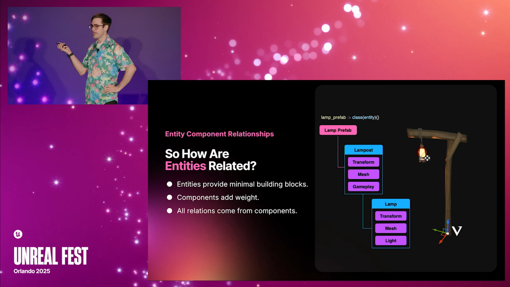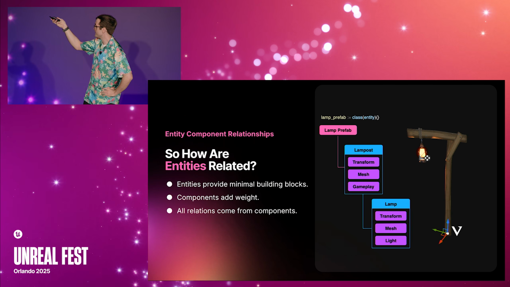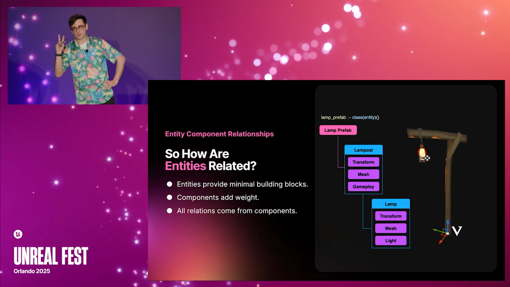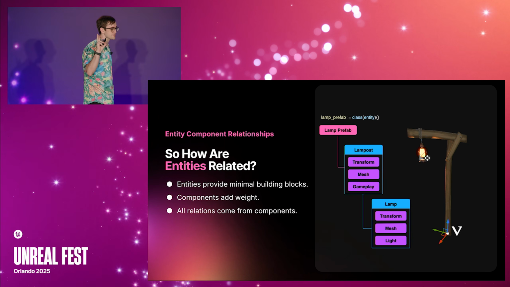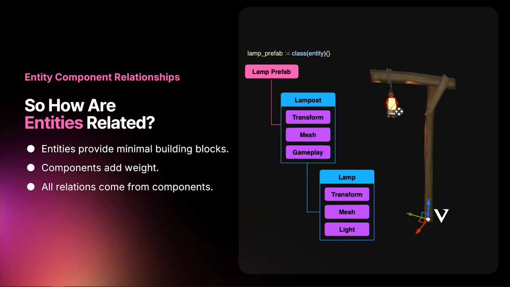Here's a bit more of an in-depth entity prefab setup. We have this lamp prefab here, right? That's how it'd be referenced in the assets file. And then this is made up of two different entities. First is the lamppost, which has three components. Got a transform to give it place in space, a mesh to represent it, and then some gameplay element, right? This could be a piece of Verse code or an interactable component, something that lets you play with it. Then underneath it has a sub-entity, which is this lamp, which again also has three components. It's got a transform, a mesh, and a light.